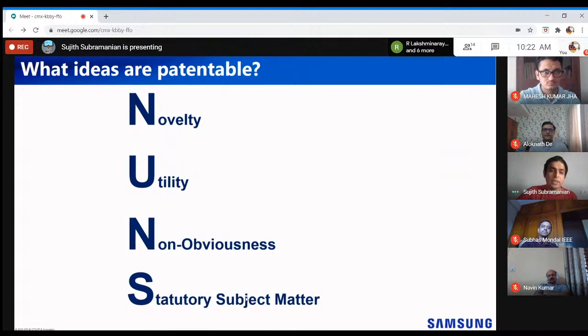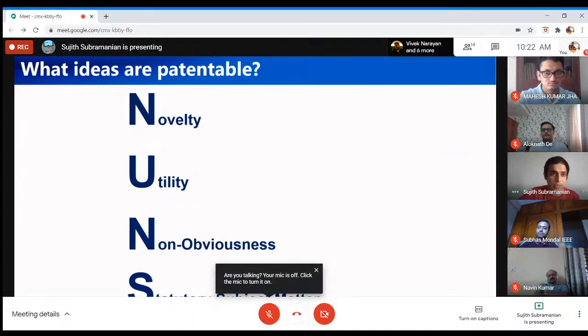In addition, there are some matters which cannot be patented as such. But inventions which are relating to plants, animals, some things which are relating to atomic research, all of this is not patentable. Now, this is just an overview to give you a flavor of what can be patented.